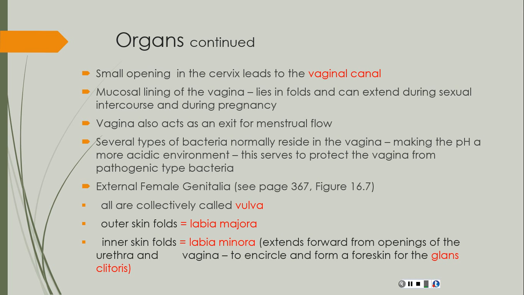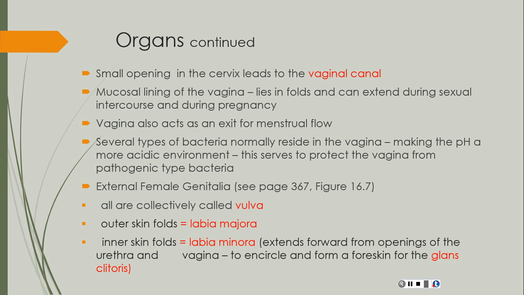I'm going to take a look at page 367 on figure 16.7. This is the illustration of the external female genitalia. So far we're talking about internal. This is external, and these organs or areas are collectively called the vulva.